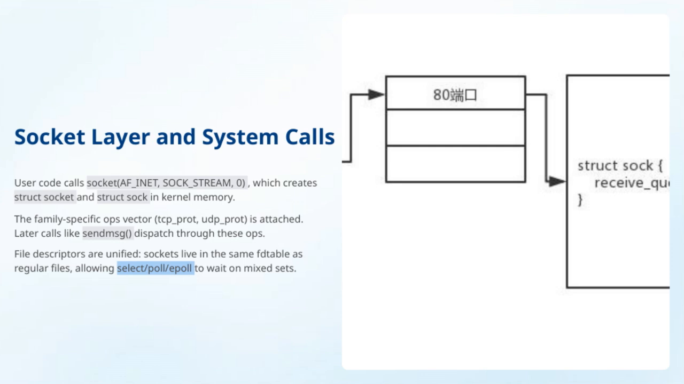These structures form the backbone of the socket, encapsulating all the protocol and state information needed for communication. This layer of abstraction, connecting user calls to kernel data structures, is fundamental to how the socket layer and system calls work seamlessly together in networking.